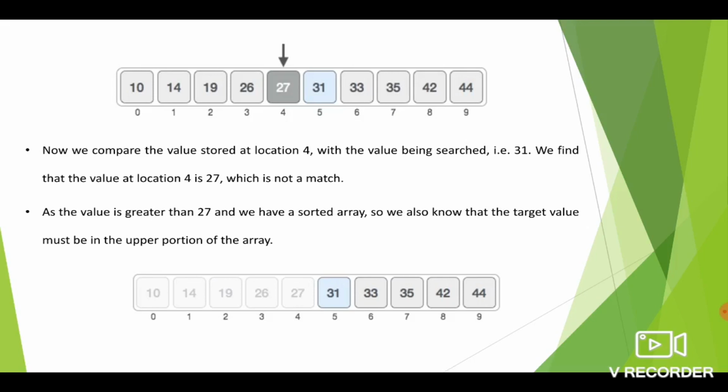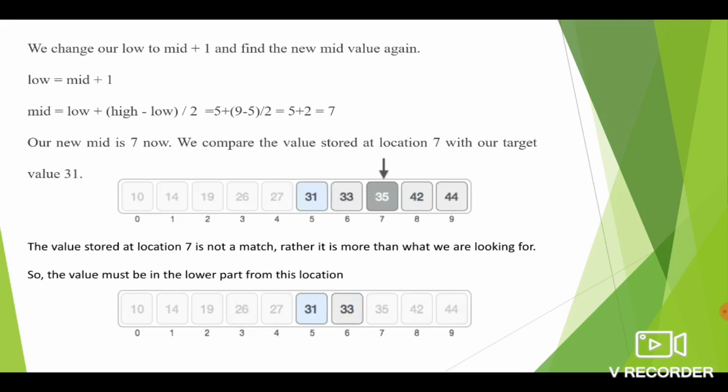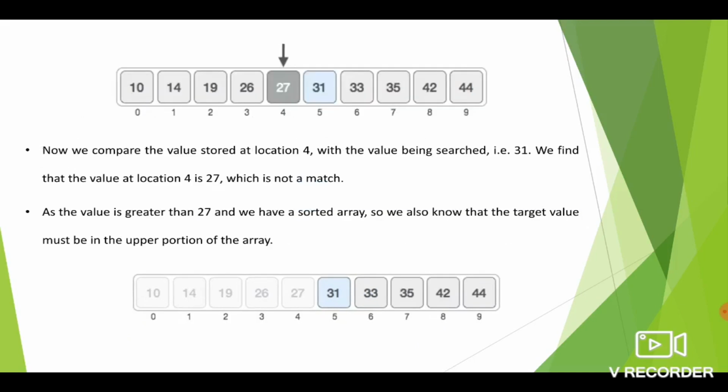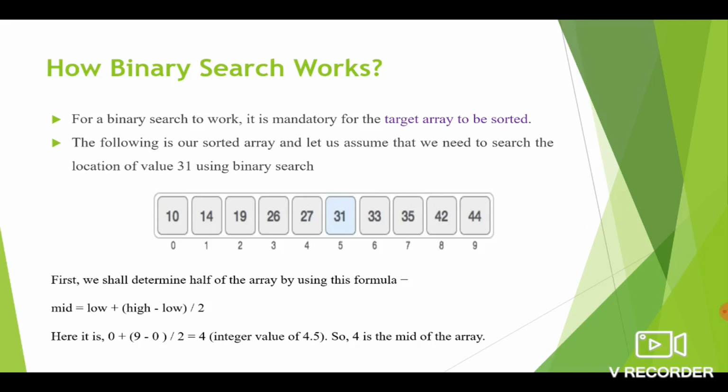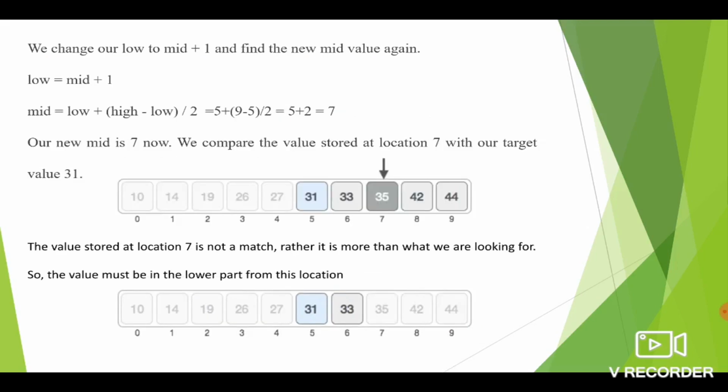To make this search, you have to make the low value as mid plus 1. And again you have to find the middle value. The formula for middle value is low plus (high minus low) by 2. Now the low value is changed: it is middle plus 1. Previously the middle value was 4, so it is now 5. Plus the high value, no change, 9 minus 5 by 2. So we get the middle element as 7. So 7 is the new middle index.